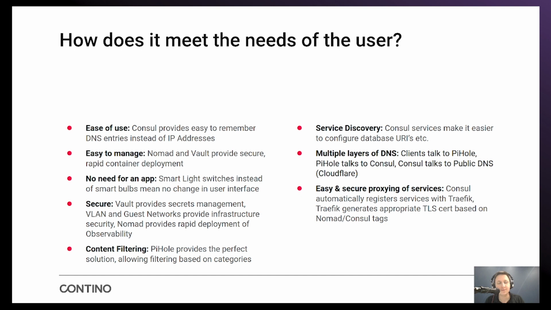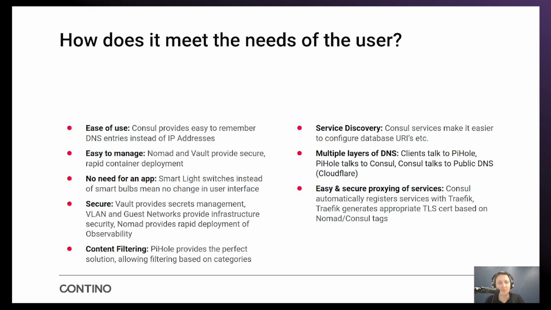And the other thing about the service discovery that I mentioned around DNS is that it makes it really easy to configure database URIs, because I can just say, go to database mysql.service.mydomain, and Consul will automatically route that traffic to the appropriate host. And if a server falls over or something like that, then it can provide almost a round-robin style failover.